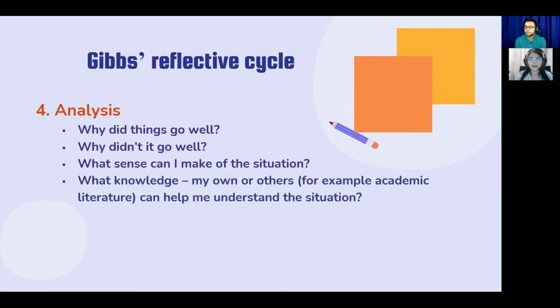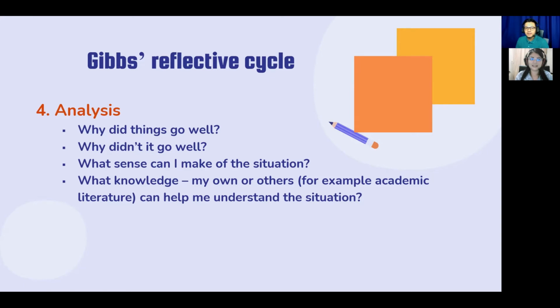Yeah. In this section, the analysis part, is where the teacher makes sense of the experience. What is to make sense of the experience? What does this refer to? So in this section, the teacher or the person will analyze what helped or hindered the learning.